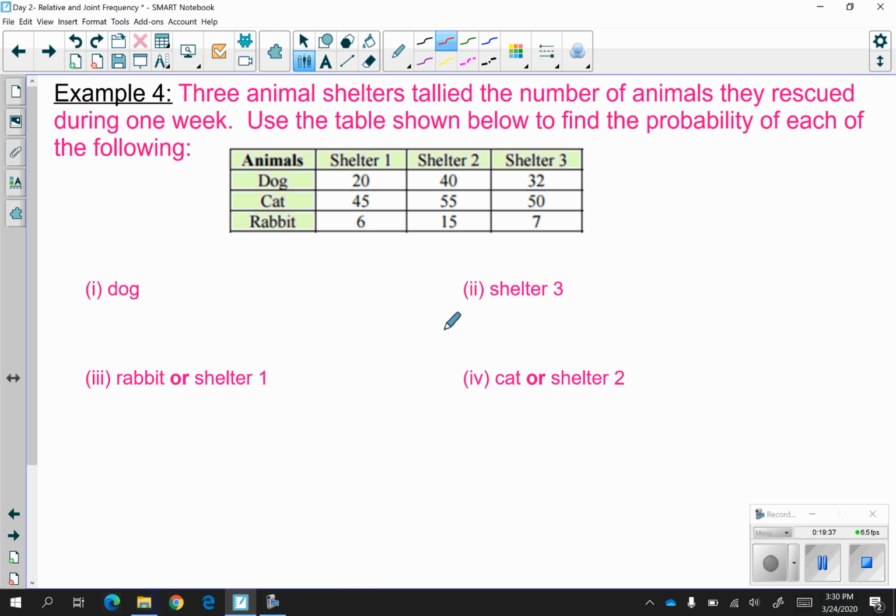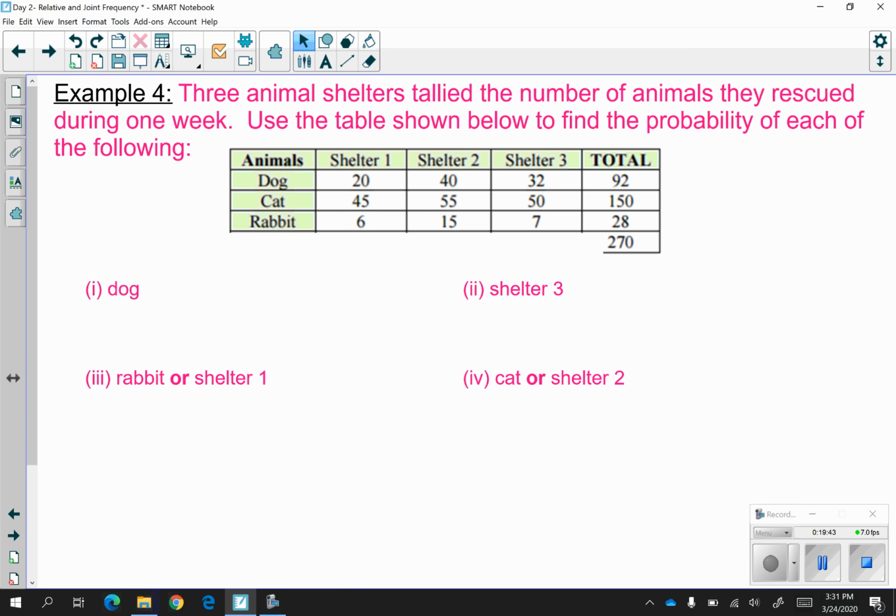20 plus 45 plus 6 is what total? 40 plus 55 plus 15 is what total? When you figure everything out, you end up with the full table. So please make sure to see if they're actually giving you those full values when you do these problems. Now, you also want to make sure to get your overall total, you add up all of the marginal frequencies, right? If you add up all the mini totals, you get your overall total. And then this problem becomes just like before.